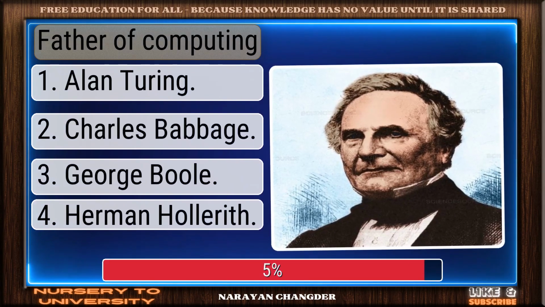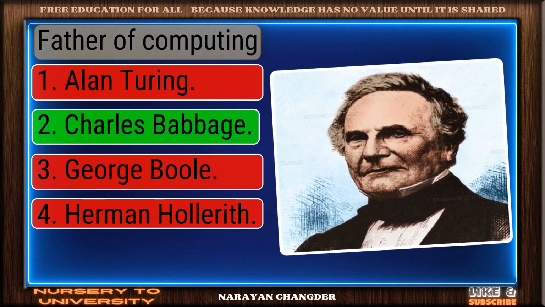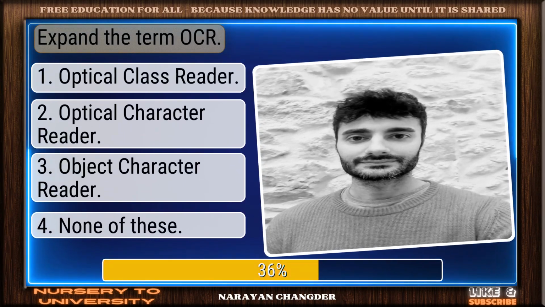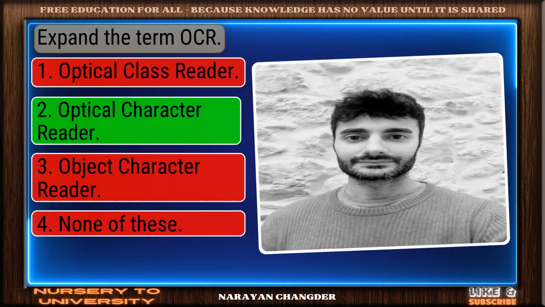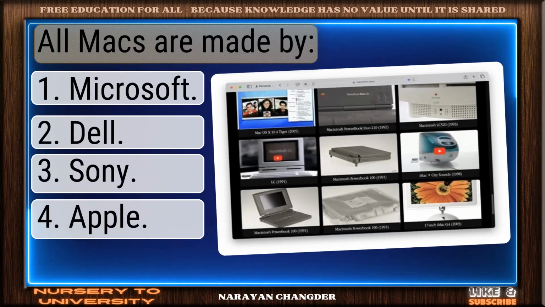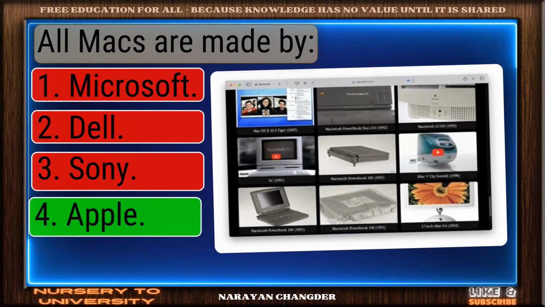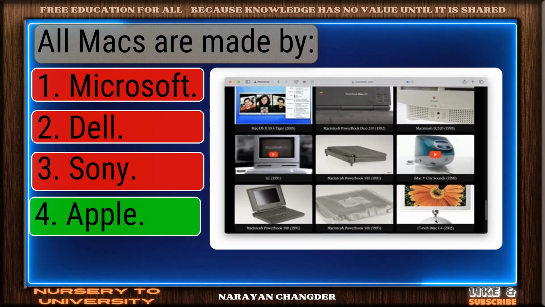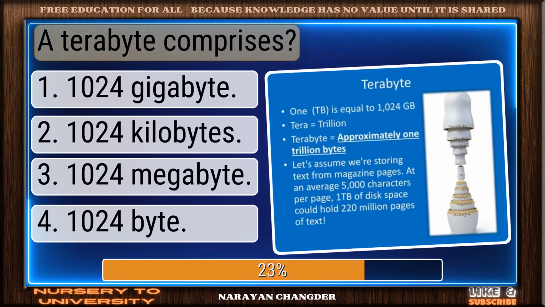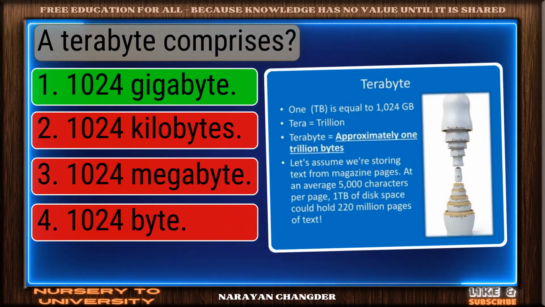Father of computing? Great job. Charles Babbage is accurate. Expand the term OCR. Correct response. Optical character reader is accurate. All Macs are made by? Sharp thinking. Apple is right. A terabyte comprises? Well done, 1024 gigabyte is right.